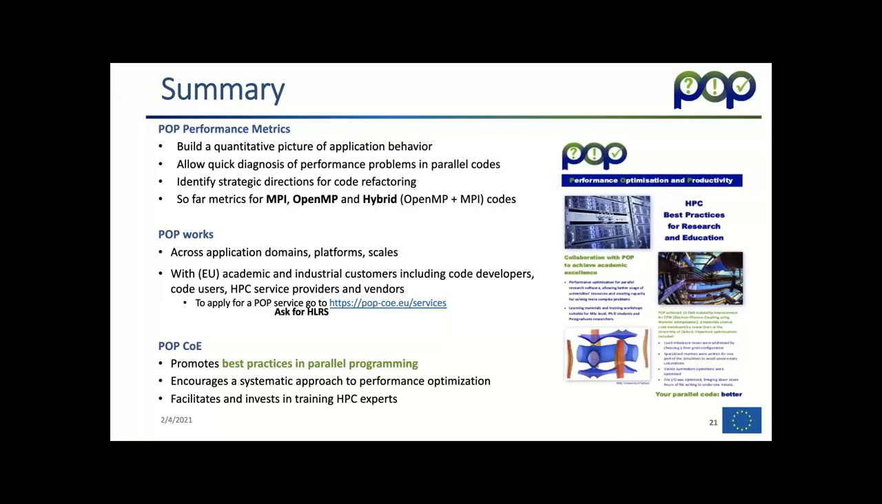Okay, so to summarize, in POP we have developed a performance metrics hierarchy. This gives us a quantitative picture of your application behavior. We have metrics for classical MPI, OpenMP, and hybrid codes. POP as a project and a methodology works across application domains, across platforms, across scales. There's no limit to that.